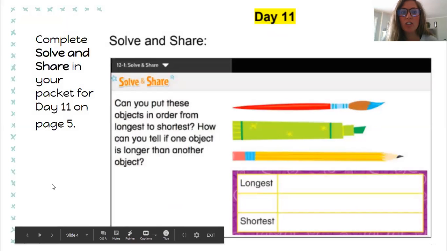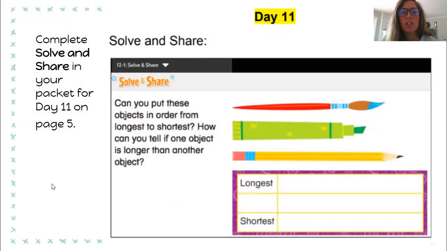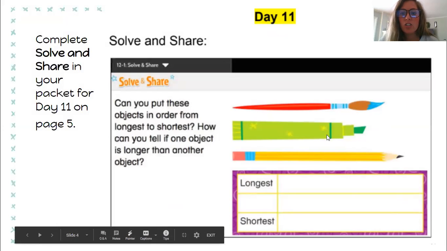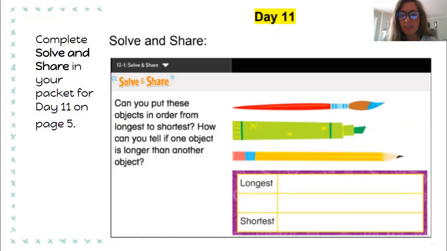All right, and then you've got your solve and share for day 11. So this is going to be on page 5, and it looks just like this. So I'm actually going to do this one with you to kind of get you guys started. So the solve and share says, can you put these objects in order from longest to shortest? How can you tell if one object is longer than the other object?